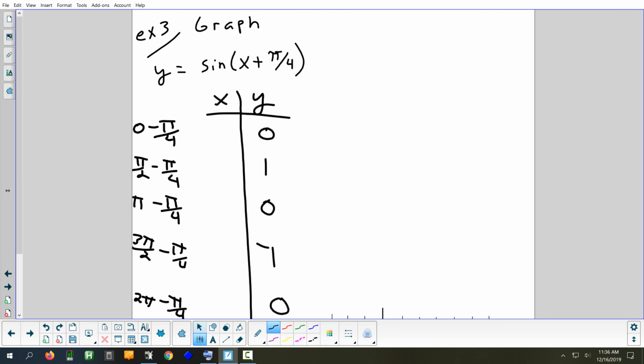About Kara, what's going to be my common denominator on all of these? 4. Now the first one you don't really need it. 0 minus pi over 4. It's just negative pi over 4.